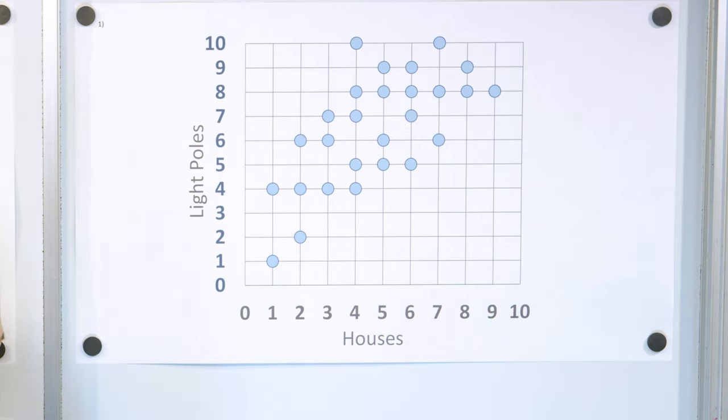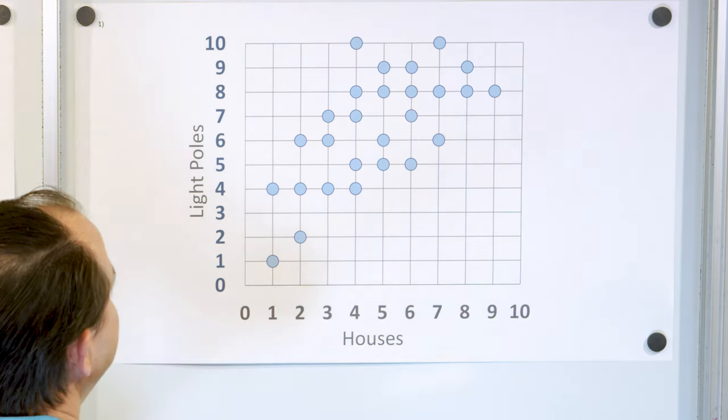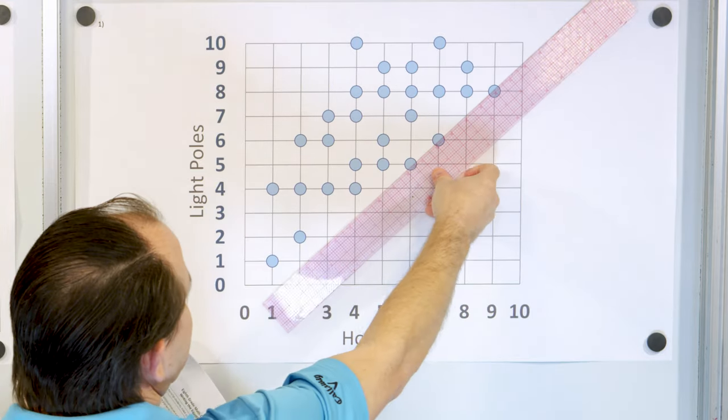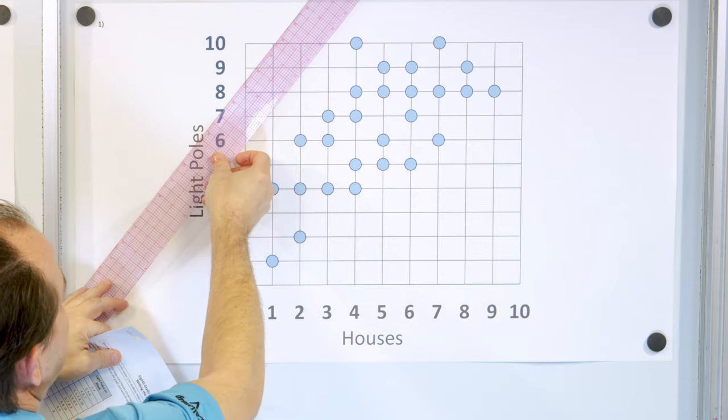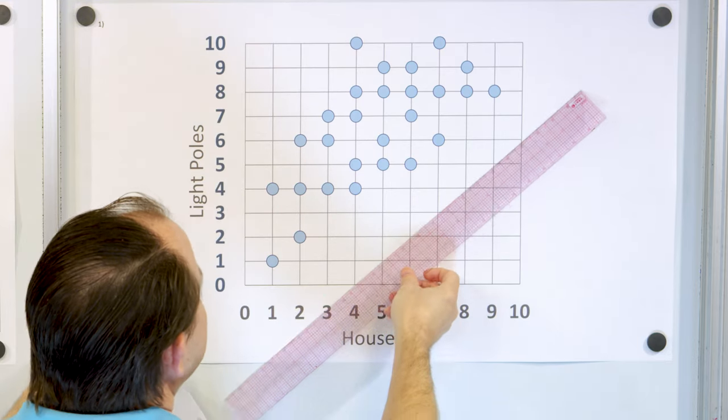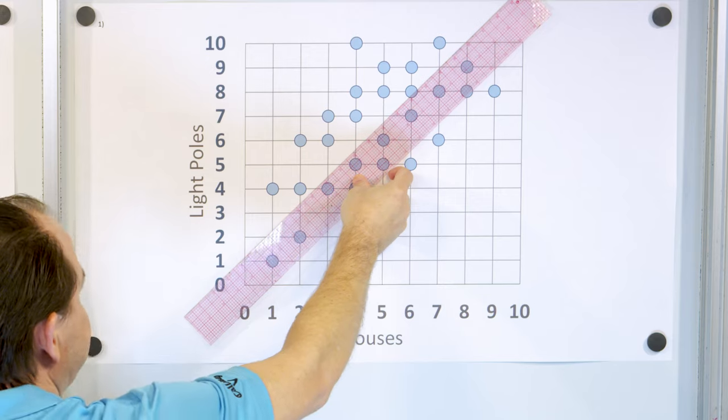So what would the line of best fit be through here? You can see that it's in general sloped upward. It's a positive correlation like this. The line can't be over here, it can't be over here. It has to go through the data. It's gonna look something like this.